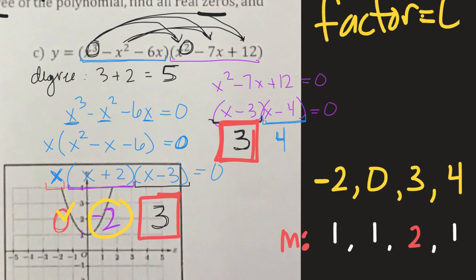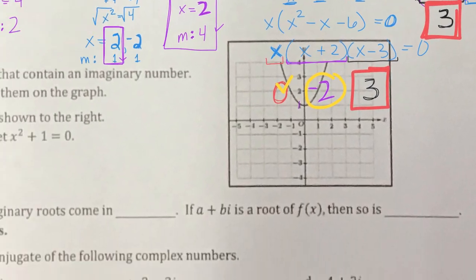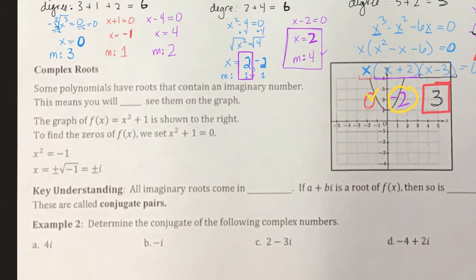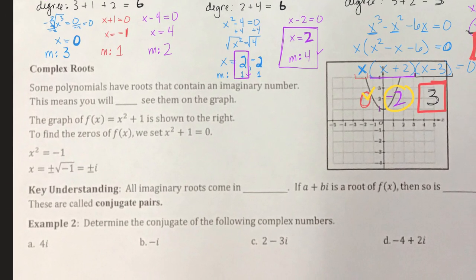So we have -2 with a multiplicity of 1. We have 0 with a multiplicity of 1. We have +3 with a multiplicity of 2. And we have +4 with a multiplicity of 1. That's what multiplicity means. There are multiples of the same answer. So what else do we have left on the front side here? Oh, complex zeros. We'll talk about this in the next video.